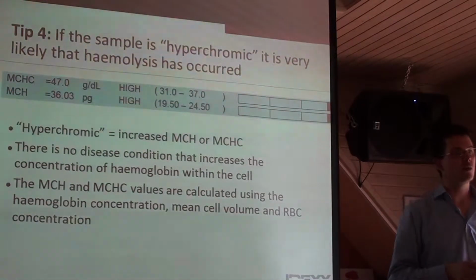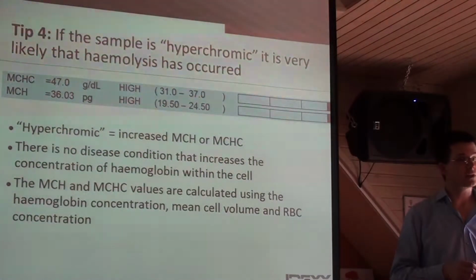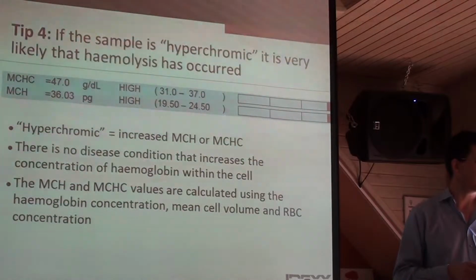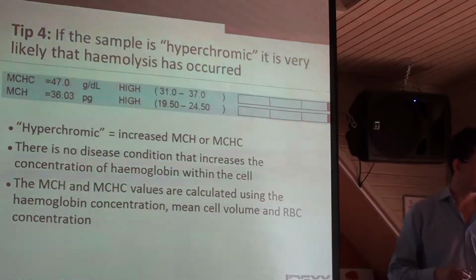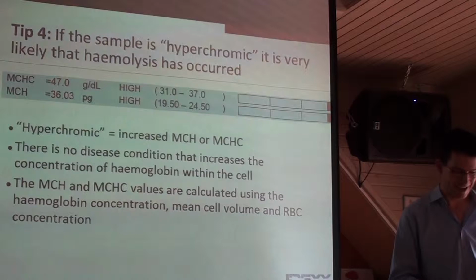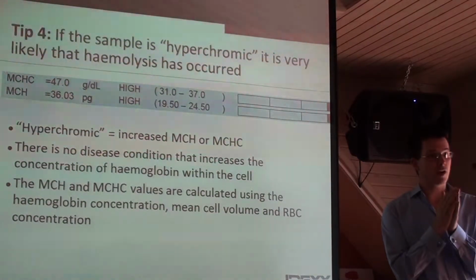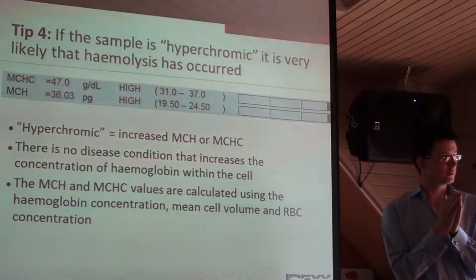So the analyzer will measure the hemoglobin in the sample, but it doesn't know whether that hemoglobin is free in the plasma or inside the red blood cells.